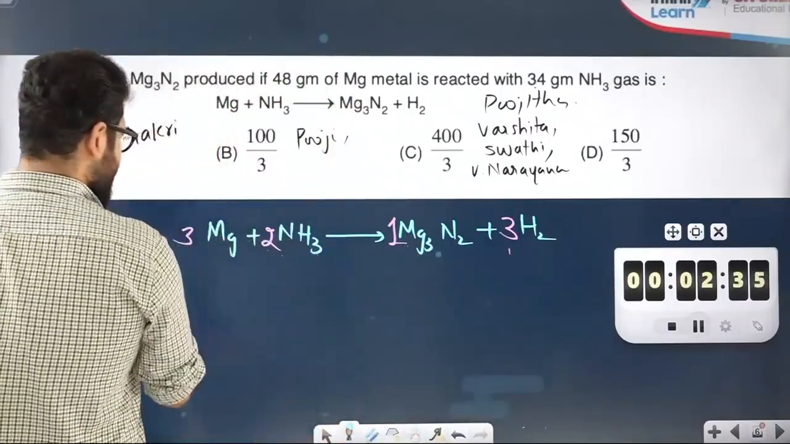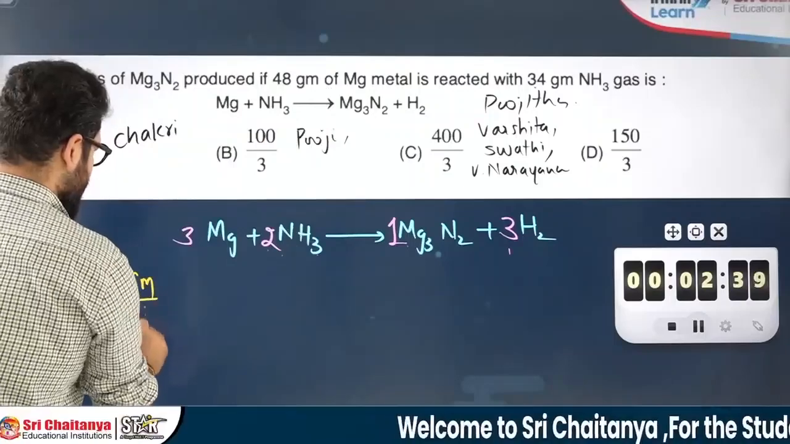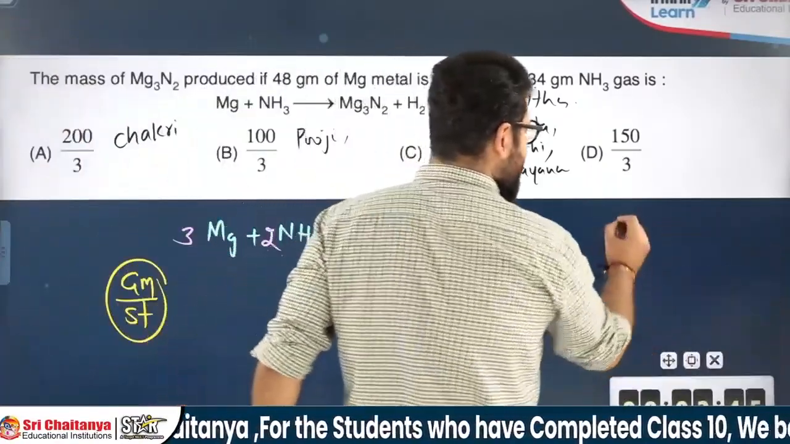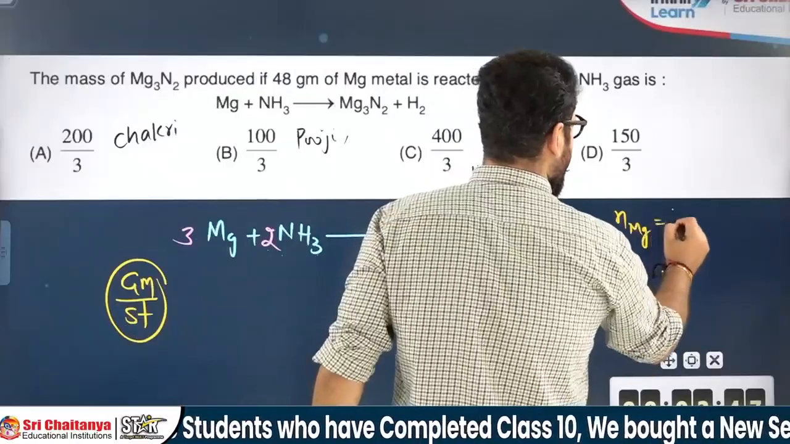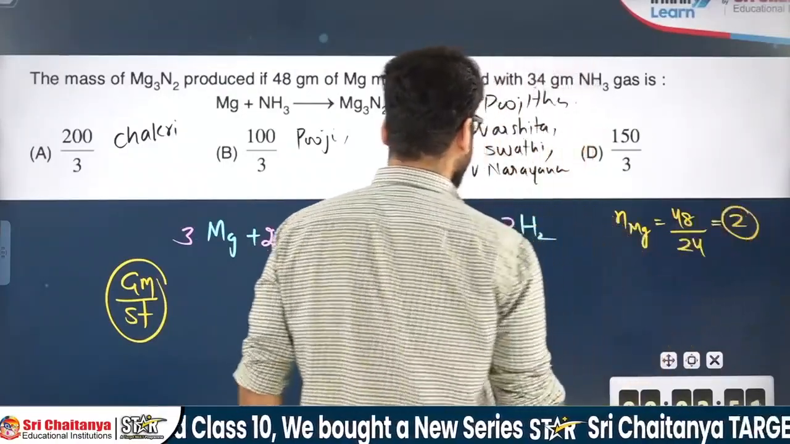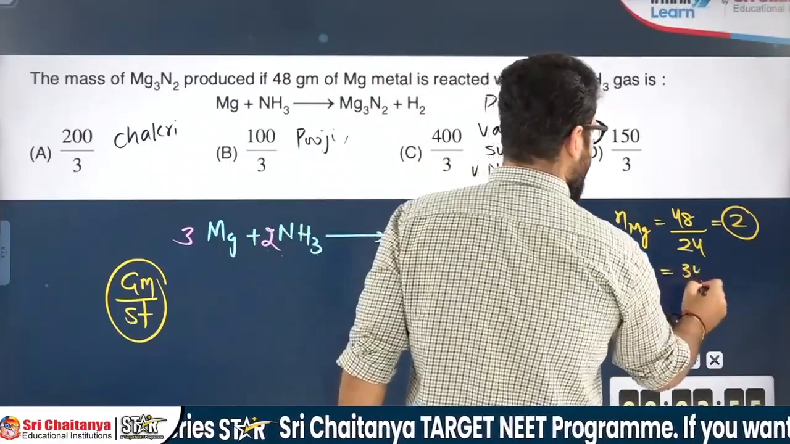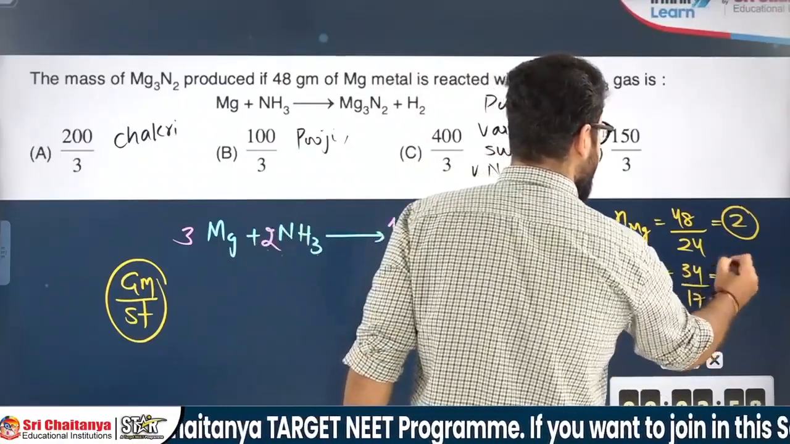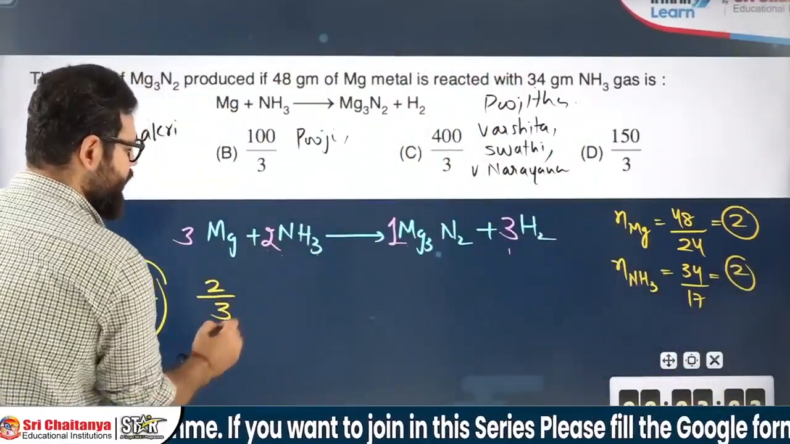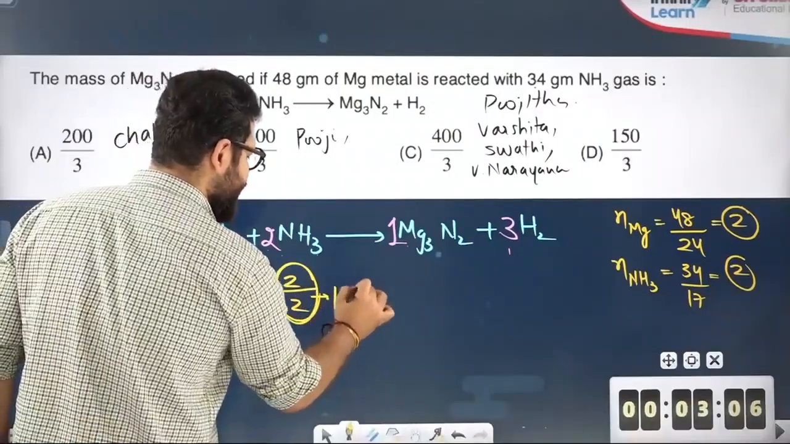I will start by writing given moles by stoichiometry. Now, 48 gram of magnesium, so moles of magnesium given are 48 gram by 24 gram, which is 2 moles. Moles of ammonia given are 34 gram by 17 gram, which is 2 moles. Both are given 2 moles. 2 by stoichiometry 3, 2 by stoichiometry 2. Limiting reagent is ammonia. I will decide.